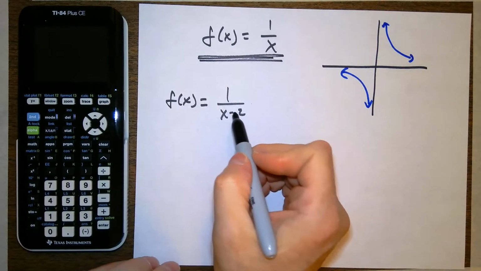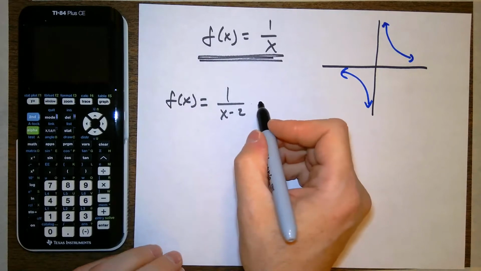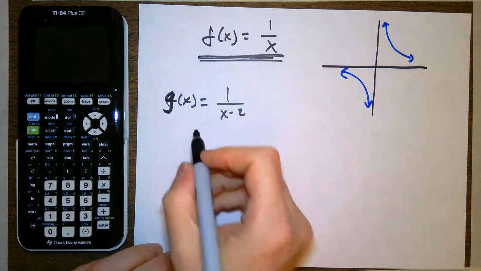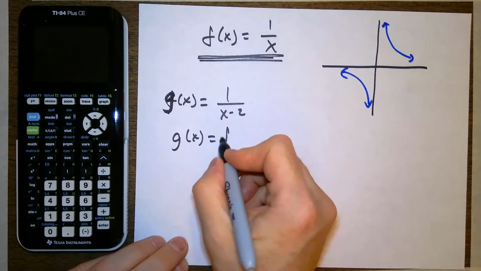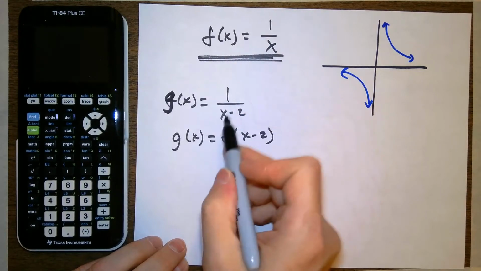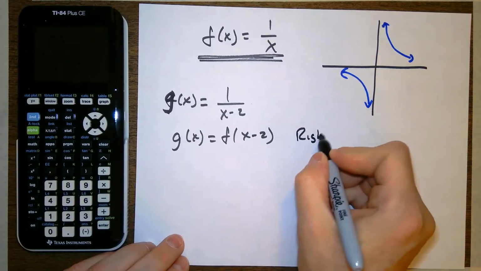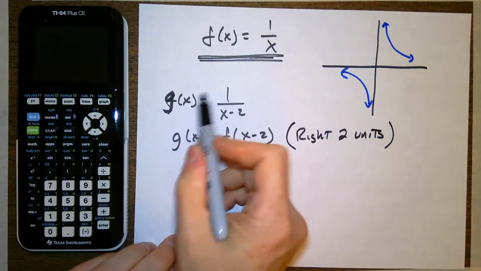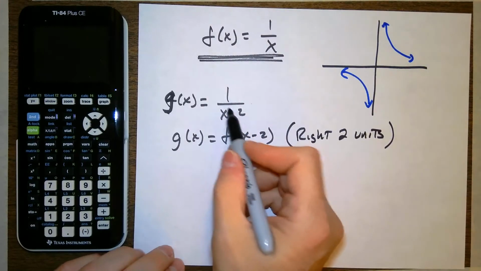What happened here? What is this minus 2 doing? Actually, let me call this g of x. Then g of x is really just f of x minus 2. Plug x minus 2 in there, and I would get this. So what is this doing? It's moving it right 2 units. So g of x, 1 over x minus 2, if I took this and moved it to the right 2 units, then I would get that.